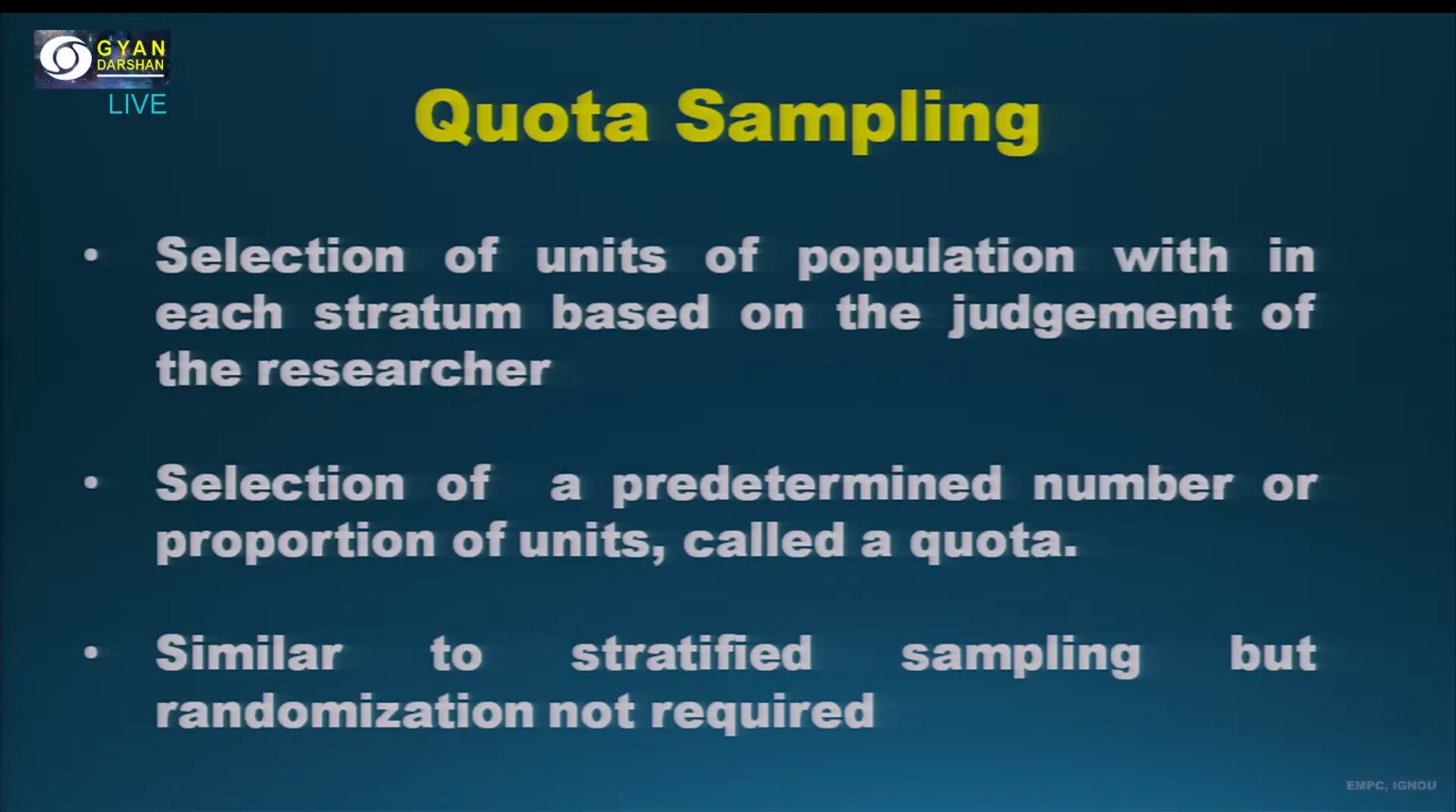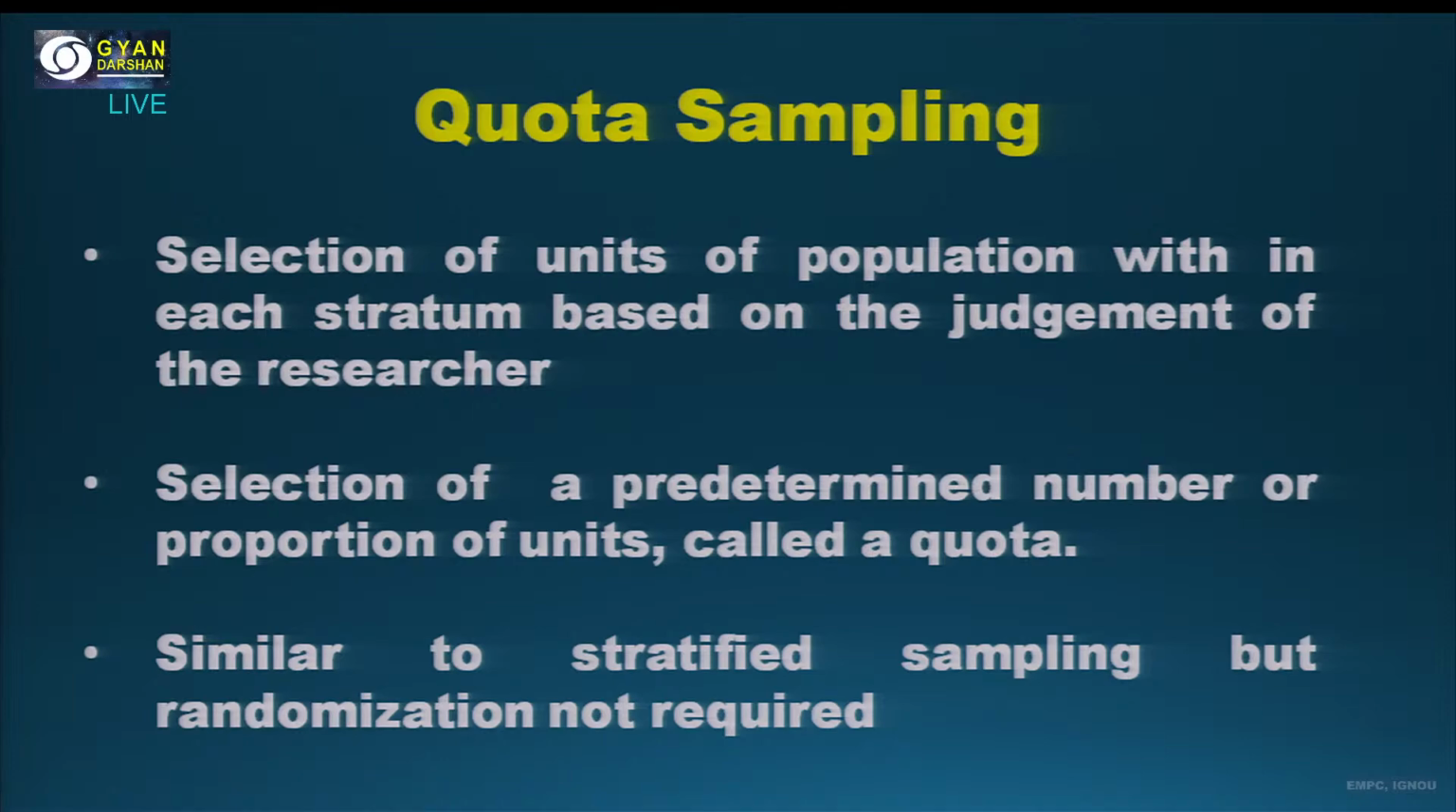Next, quota sampling. See this slide, selection of units of the population within each stratum based on the judgment of the researcher. Again, in each of the non-probability sampling techniques, you will find the researcher's judgment. We don't give any kind of probability to each of the samples. But here in quota sampling, just the way we were doing strata, we also make quotas. Then from that you select. It is the selection of a predetermined number or proportion of units called a quota. This is just similar to stratified sampling.